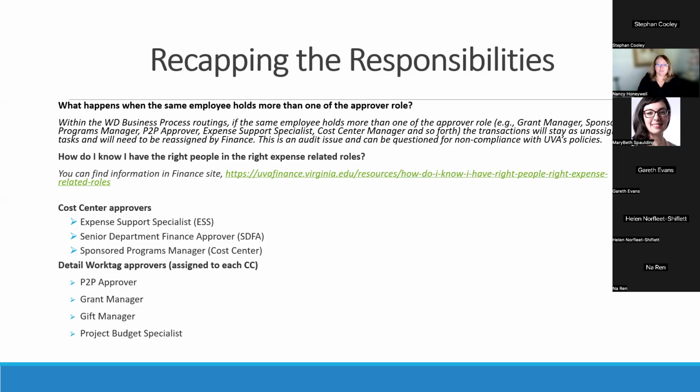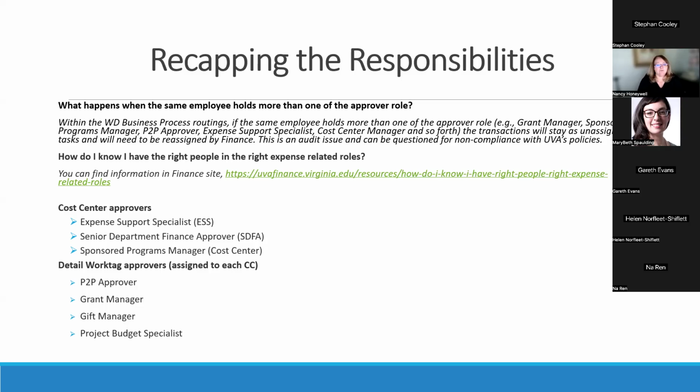So this is an audit issue and can be questioned for non-compliance with UVA policies. This is why we're pushing for everyone to run that report and double check your roles. And how do you know if you have the right person for the right expense related roles? Well, go to UVA Finance and go to resources. How do I know I have the right people, right? Expense related roles is a great place for you to go and look.